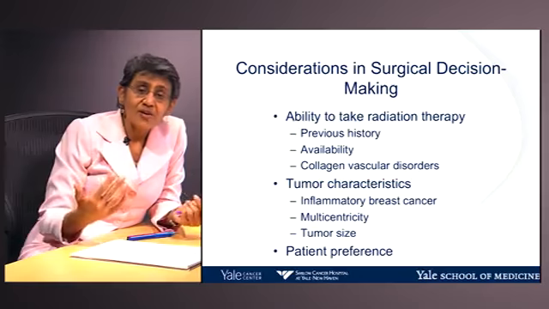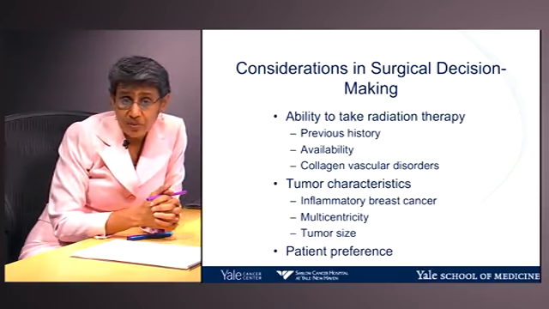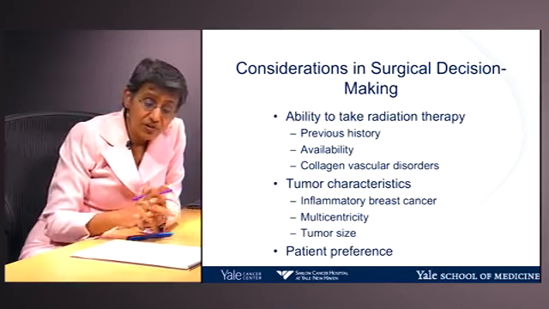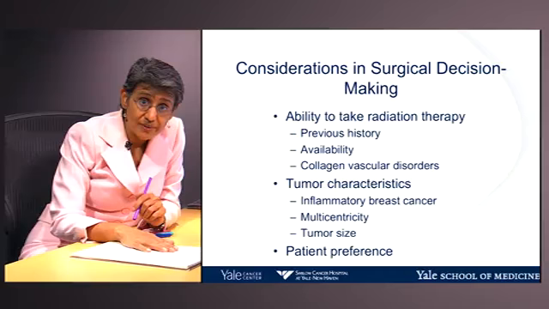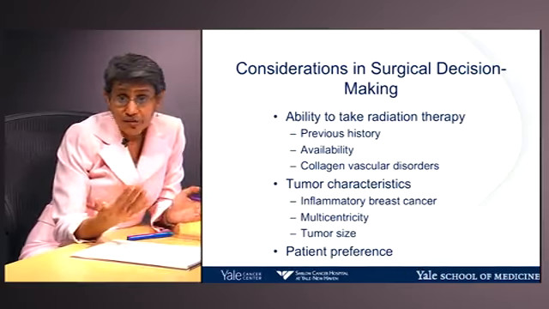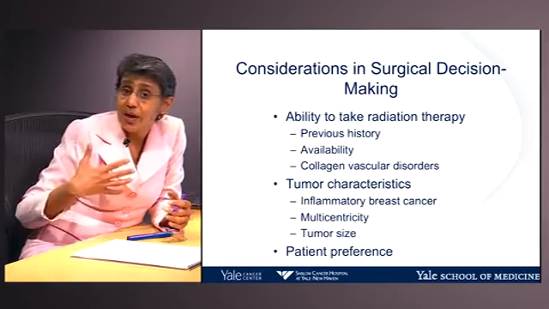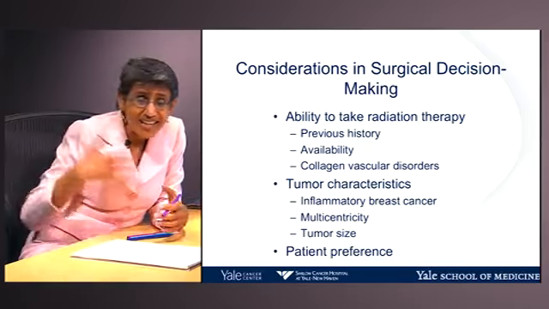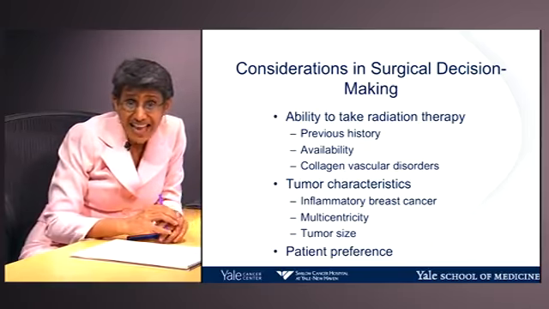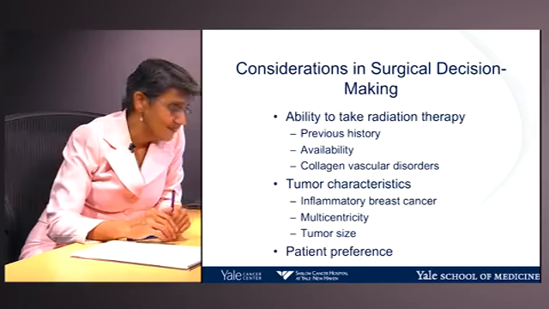So if you're in an area of the world where radiation therapy isn't commonplace, it might be very difficult to have breast-conserving surgery. Similarly, if you've had radiation previously, maybe you've had a previous breast cancer, or you had Hodgkin's lymphoma and had radiation therapy to the chest, you can't have radiation again for the most part. And so again, this is not a good option.